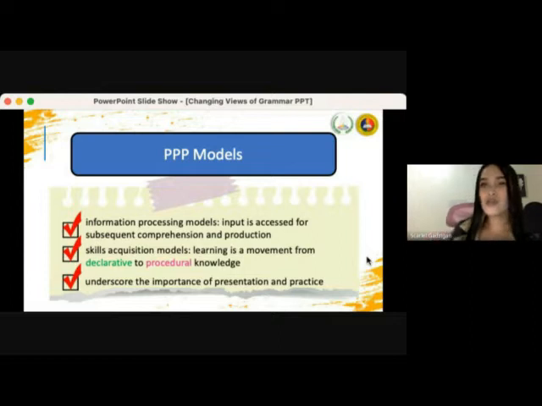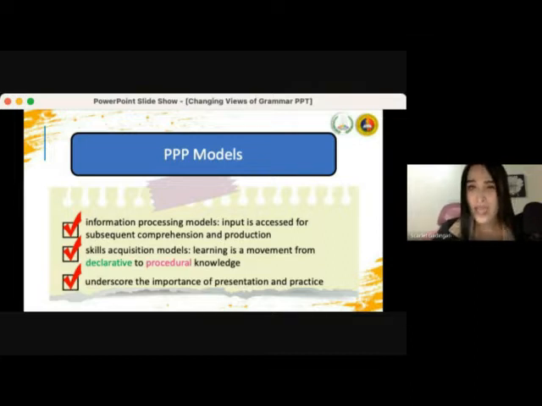Now, information, what does information processing say about learning? So when there is an input, okay, we store it in our short-term memory to long-term memory, and then whenever it is necessary to be used, the input is accessed for subsequent comprehension and production.